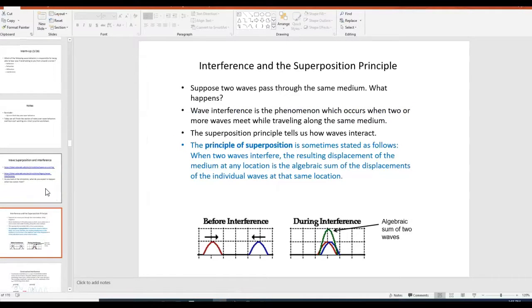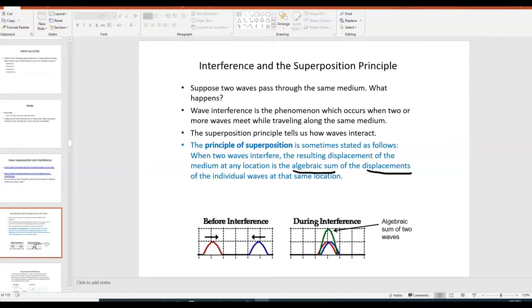The name superposition comes from the idea that waves superimpose, or overlap with each other. In the notes, it says the principle of superposition is sometimes stated as follows: when two waves interfere, the resulting displacement of the medium at any location is the algebraic sum of the displacements of the individual waves at that same location. That's a very complicated way of saying that a sum is when you add things. Displacement is just how far away something is from the rest position. This is basically just saying when two waves occupy the same space, you add them together. That's what superposition is.